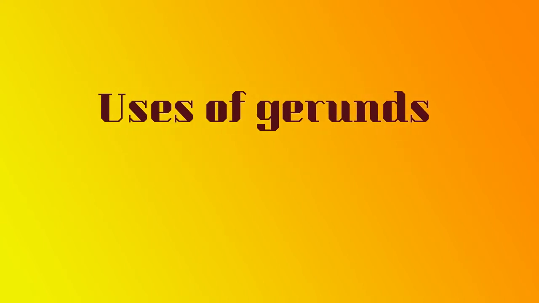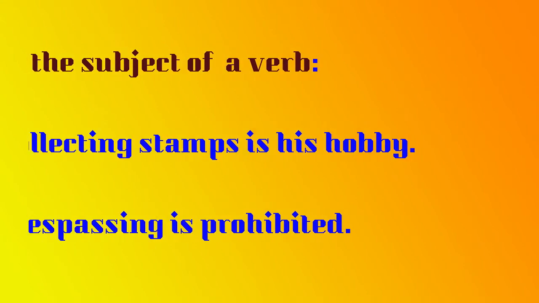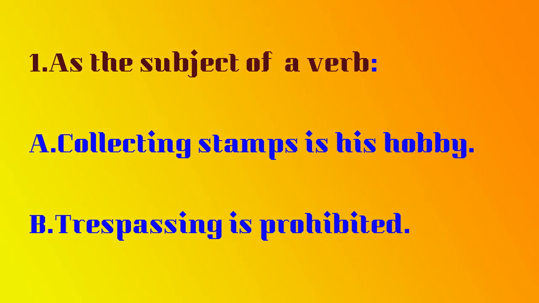Now, let's see the uses of a gerund. A gerund can be used as the subject of a verb, as a subject in a sentence. Let's see some examples. Collecting stamps is his hobby. Here collecting is acting as a gerund. It's not a continuous tense, it is not a progressive tense. Do you understand?